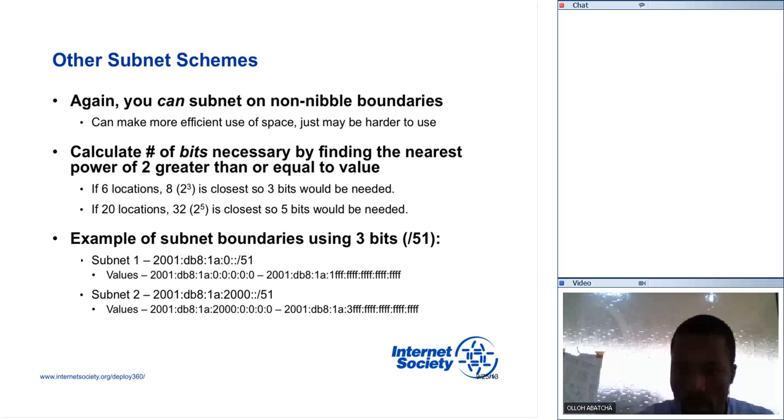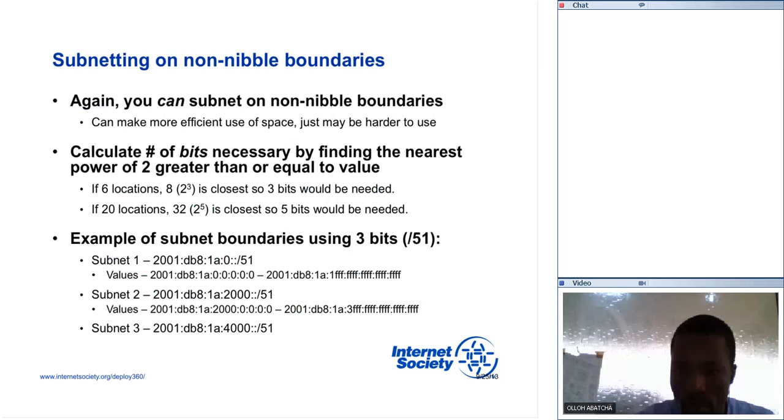I want to talk a bit more about subnetting at an ISP or LIR level. Now, just one final note. Again, you can subnet on non-nibble boundaries, meaning that you don't have to just line up exactly with one of those hexadecimal digits. To do that, for instance, you can calculate the number of bits, find the nearest power of 2 greater than or equal to.